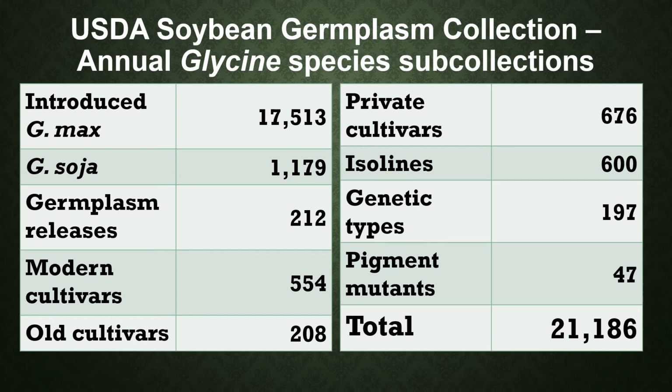And then specifically for mutants, we have pigment mutants. And so these are seed color, blue, green, pretty much whatever you could think of we have. And then I skipped over it, but we also have something called Glycine soja. And that is actually the wild relative of soybean, of Glycine max. We have almost 1,200 of those.